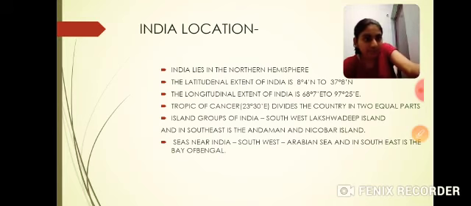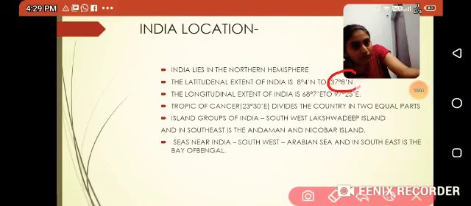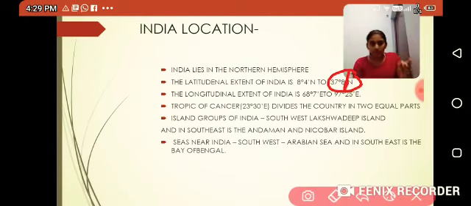Okay, wait. This value is wrong. This is 37 degrees 6 minutes north. I have just placed an 8 over here, that is 6. I was speaking about 6 only for a long time. Okay, 37 degrees 6 minutes north, so there should be no confusion. The latitudinal extent of India is 8 degrees 4 minutes north to 37 degrees 6 minutes north. The longitudinal extent of India is 68 degrees 7 minutes east to 97 degrees 25 minutes east.